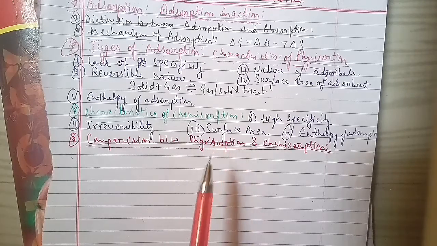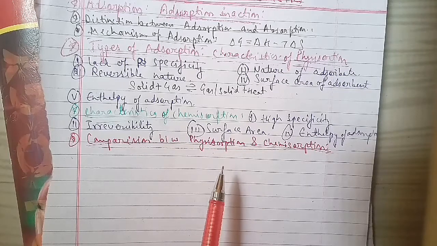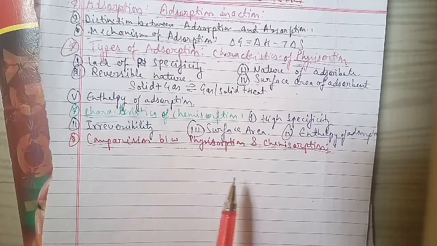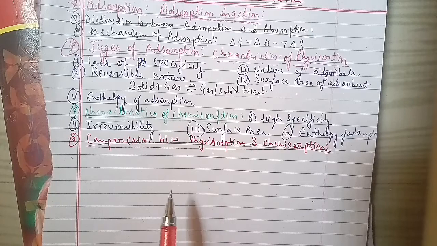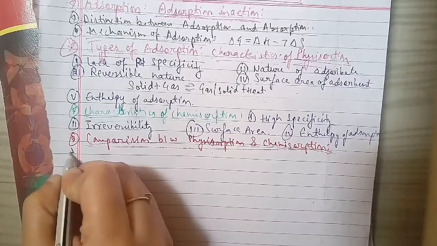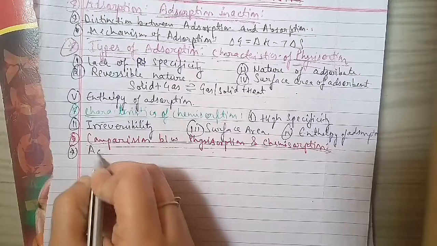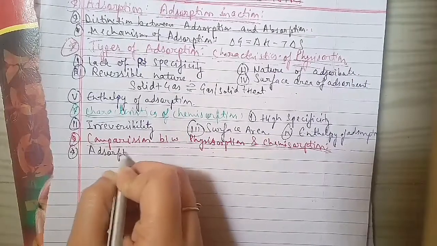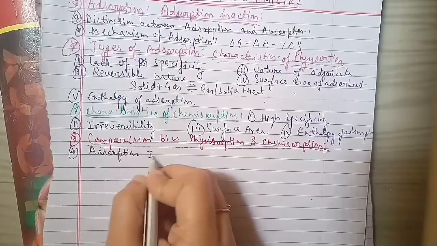So that is adsorption isotherms. Adsorption isotherms are the variations in the amount of gas adsorbed by the adsorbent with the pressure at constant temperature, which can be expressed by means of a curve that is termed an adsorption isotherm.